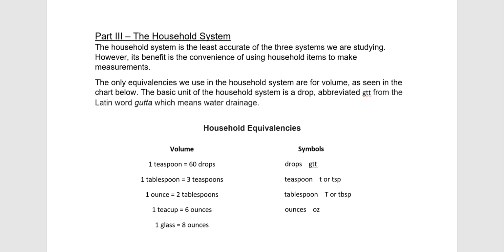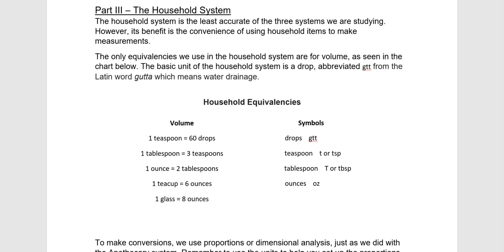Okay, so for part 3 here, the household system of measurement. This is typically the least accurate way to do measurements, but it's probably the one that we're most familiar with because these are household systems of measurement that we're used to. The only equivalencies are going to be for volume, so it's not going to be for dry weight like the other ones allowed us to use. And the basic unit for the household system is going to be a drop, which is abbreviated GTT. And in case you're wondering, it comes from the Latin word gutta, which is water drainage.